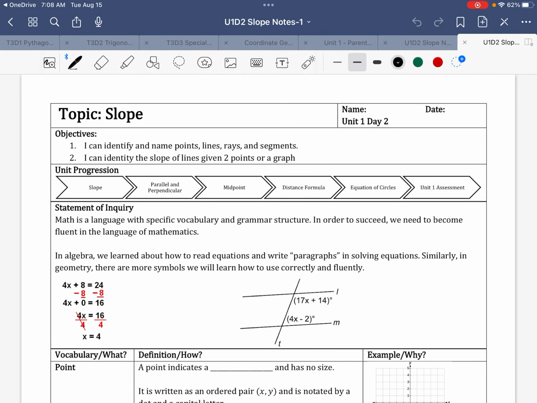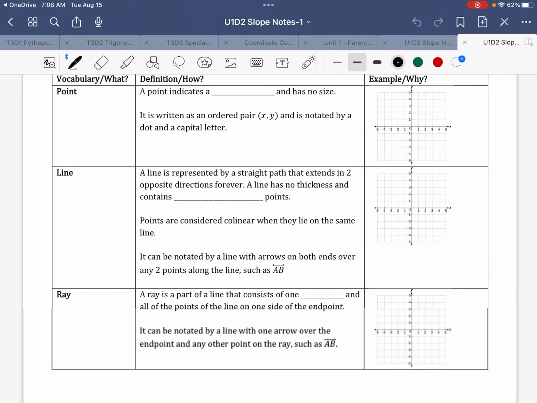Today's topic is about slope. Our objective is to be able to identify and name points, lines, rays, and segments, and identify the slope of a line given 2 points or a graph.